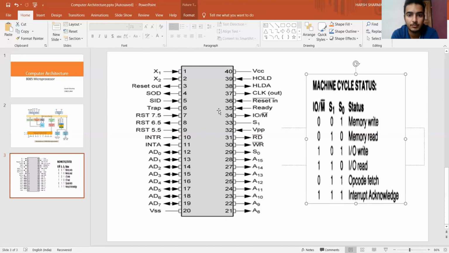So this is the pin diagram of the 8085 microprocessor, and I think we have discussed everything. So this is the working process, block diagram and pin diagram of the 8085 microprocessor. Thank you all.